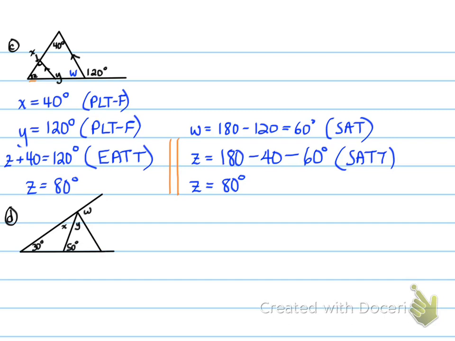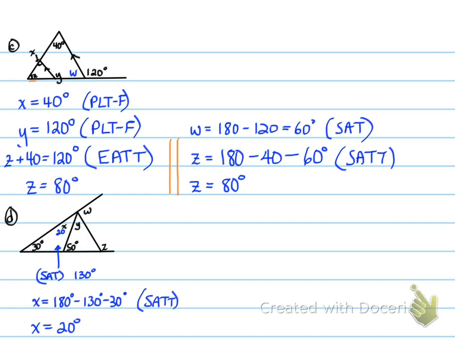Part D, another example. So we have this example, X plus Y plus W, okay, and we have 30 degrees and 50 degrees here. And we need to determine Z. So I can determine the value of X by determining SAT for this value, which is 130 degrees. I can determine X is equal to 180 minus 130 minus 30, which gives me SATT. That means that X is equal to 20 degrees.